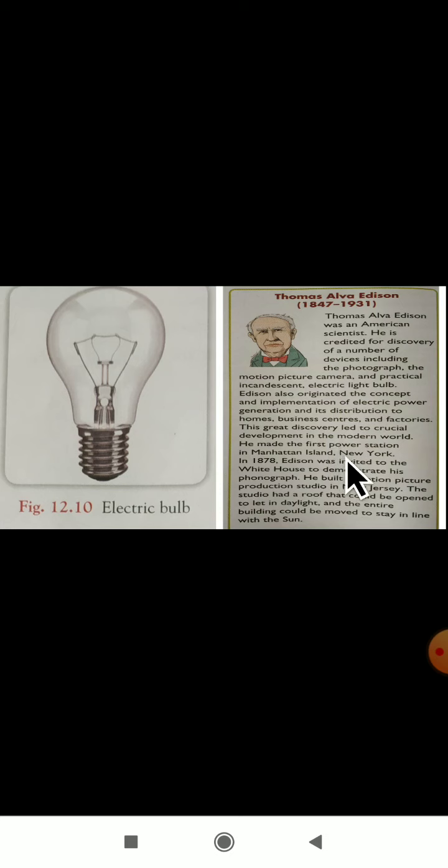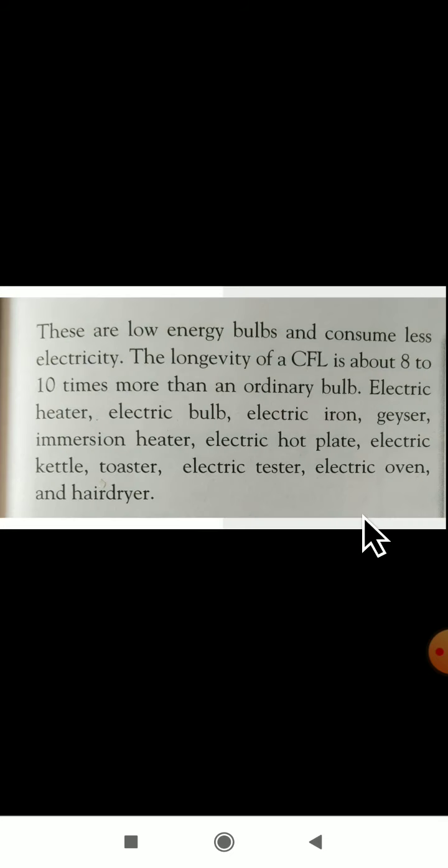He made the first power station in Manhattan Island, New York in 1878. Edison was invited to the White House to demonstrate his photograph. He built a motion picture production studio in New Jersey. The studio had a roof that could be opened to let in daylight, and the entire building could be moved to stay in line with the sun. He was one of the great scientists. Even he invented a bulb.